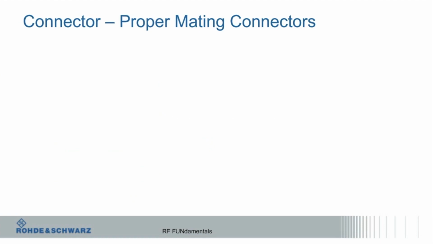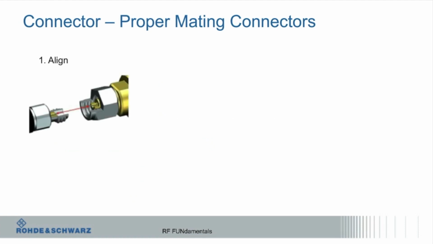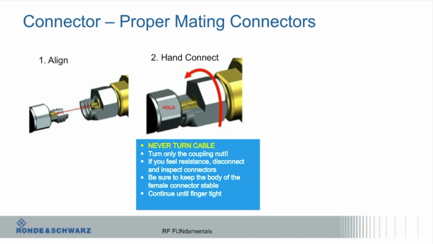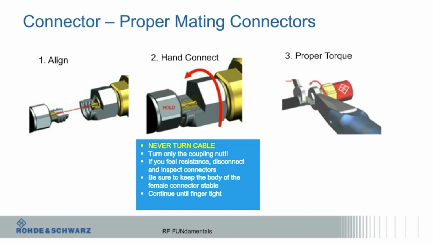So align it. You'll find, obviously, when you connect these things, you can put it in crooked and it won't thread. Hand connect, so start turning this guy, not this guy. Okay, and if you feel resistance, like it's not connecting properly, then stop and back up. What I often do is when you connect it, if you start going backwards, you'll feel a little click, and then you go forwards, and then it'll go in. Okay, and then torque it.